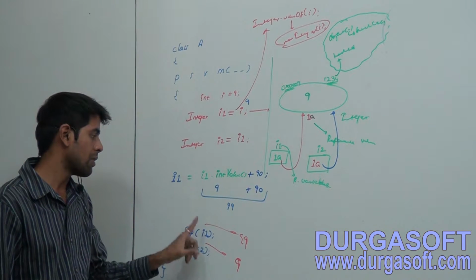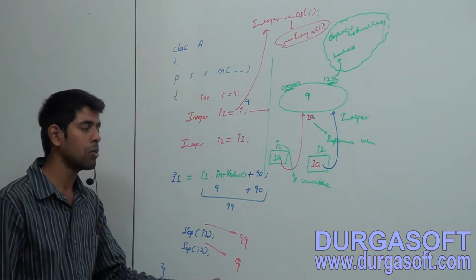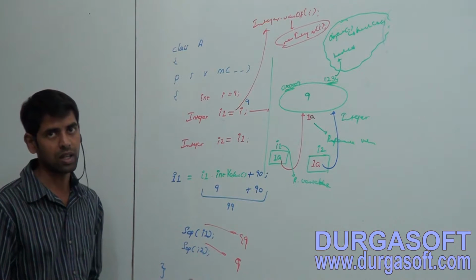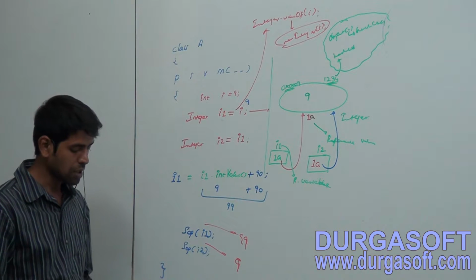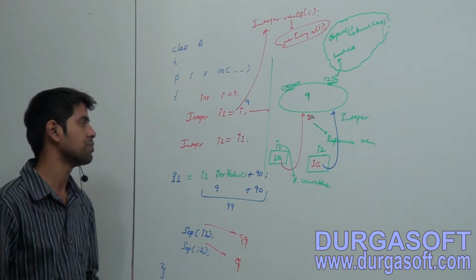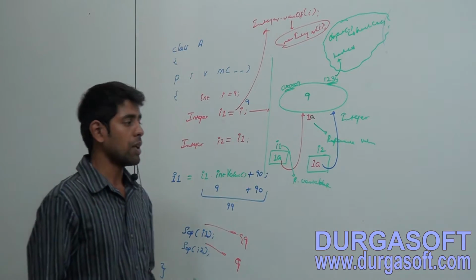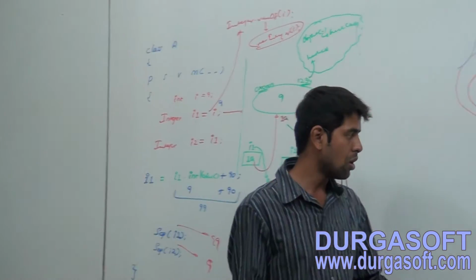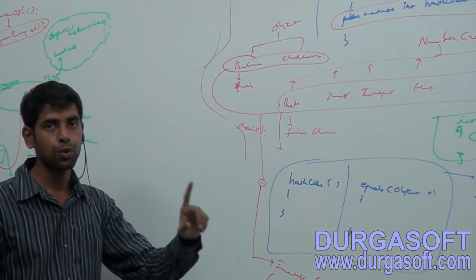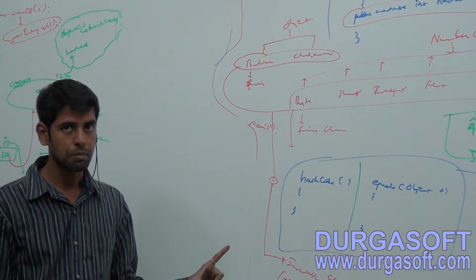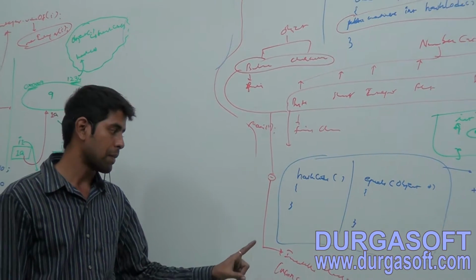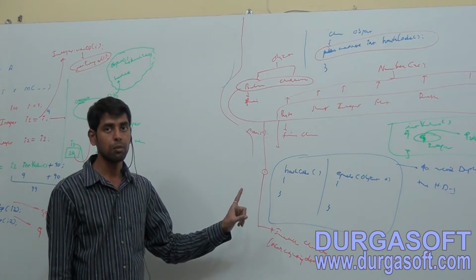So here the value will be what? 99. Here the value will be what? 9. Why? Observe here. We have understood that all the wrapper classes are immutable objects, because of methods only we are achieving immutability.